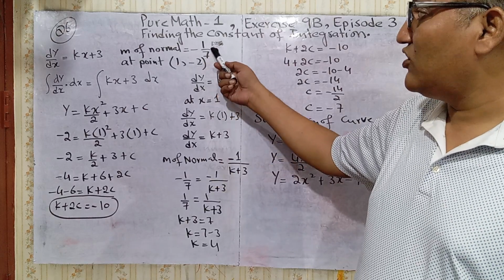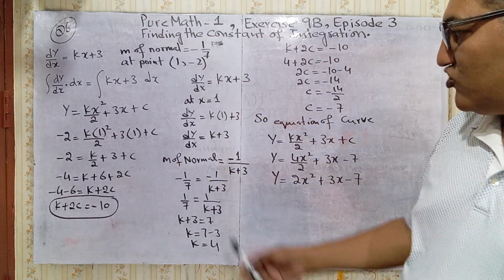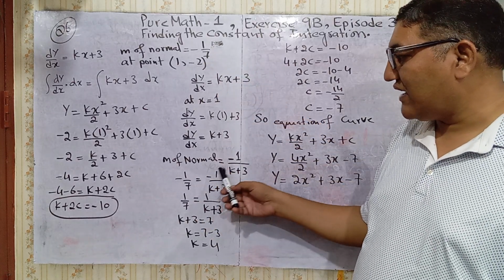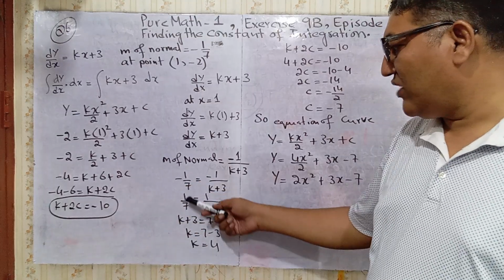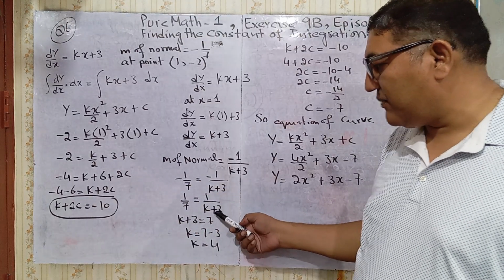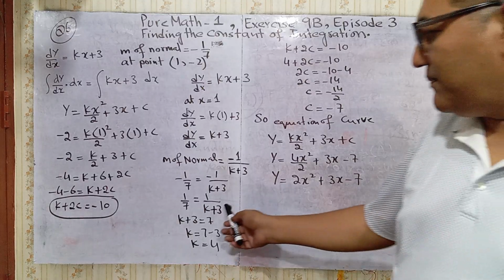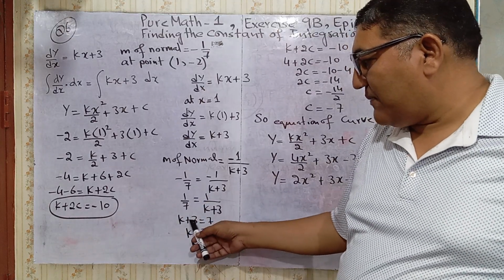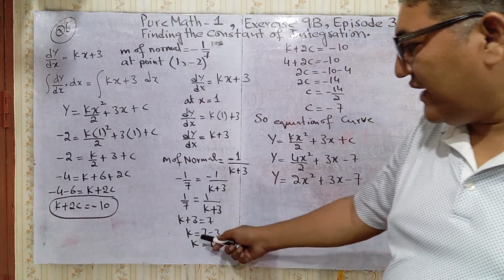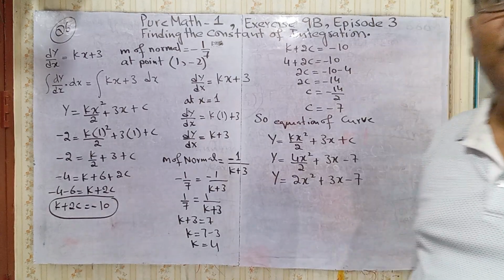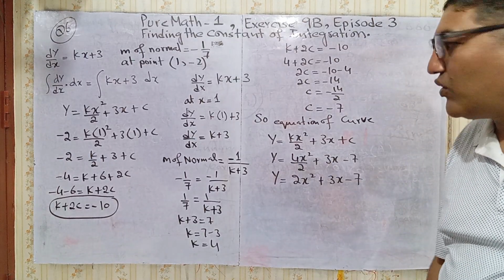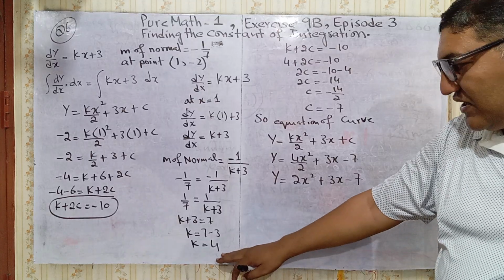But we know that the gradient of the normal is minus 1 by 7. So minus 1 by 7 equals minus 1 by k plus 3. Minus minus will be cancelled. You have 1 by 7 equals 1 divided by k plus 3. Cross multiply here. So k plus 3 equals 7. So k will be equal to 7 minus 3. So k will be equal to 4. 7 minus 3 is 4. So now I know the value of k, that's 4.